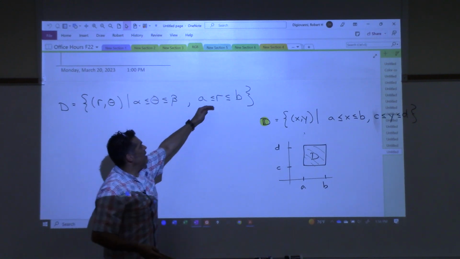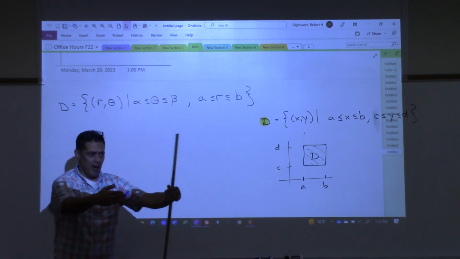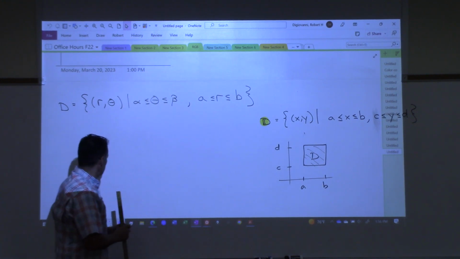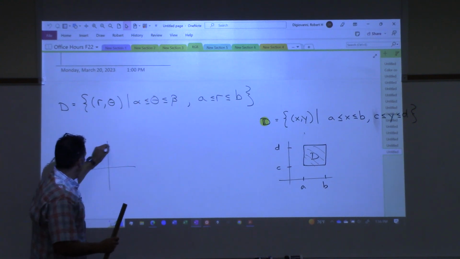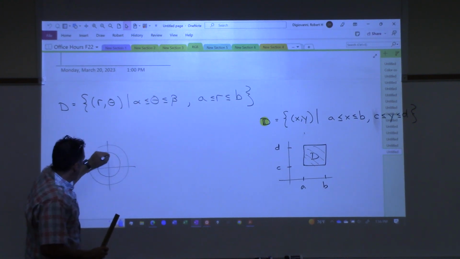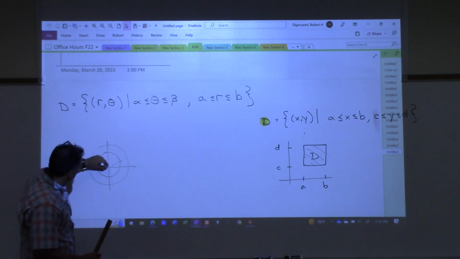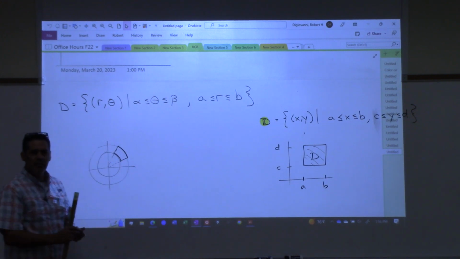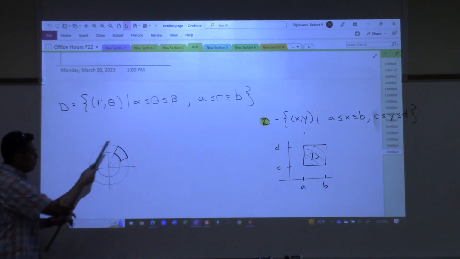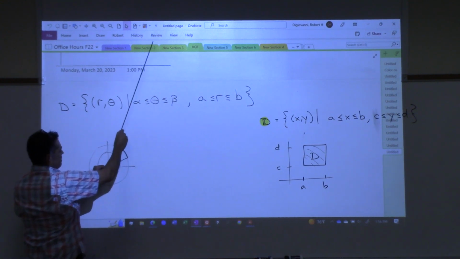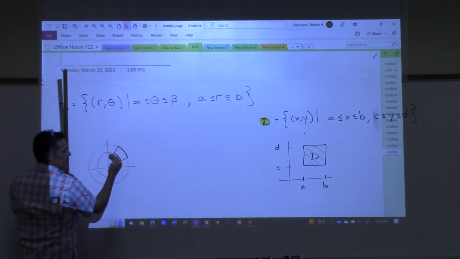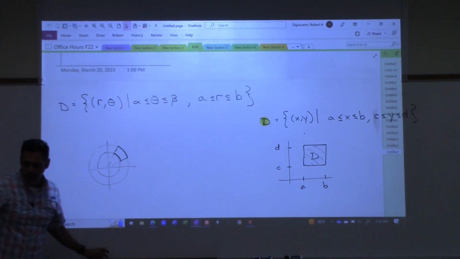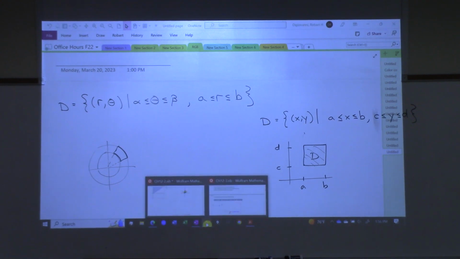And then my radius, how far I walk out, is stuck between two constants. So it's almost like a washer, but I'm only allowed to be stuck between two different angles. So it would just be something like that. My angle is stuck between alpha and beta, and my radius is stuck between walking out A to walking out B.